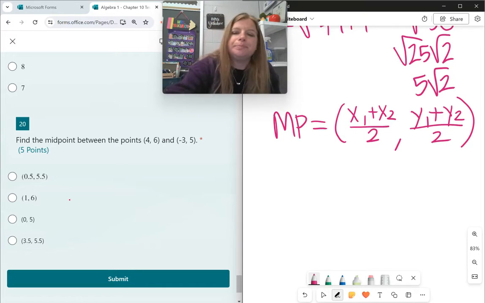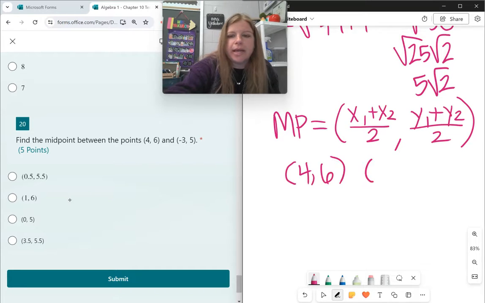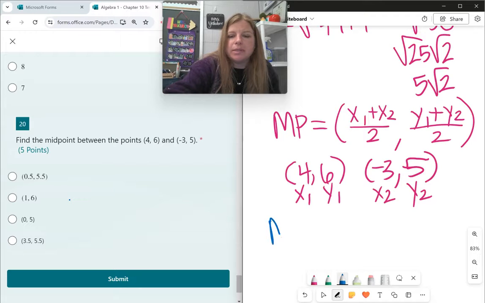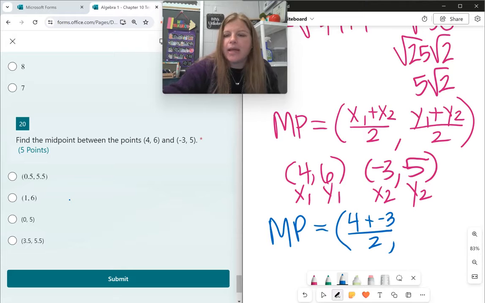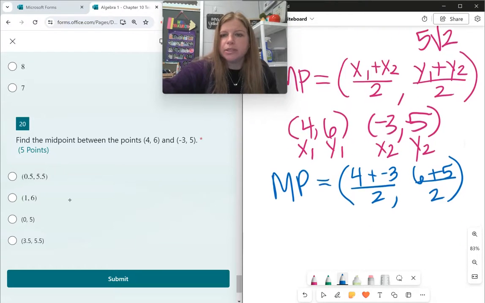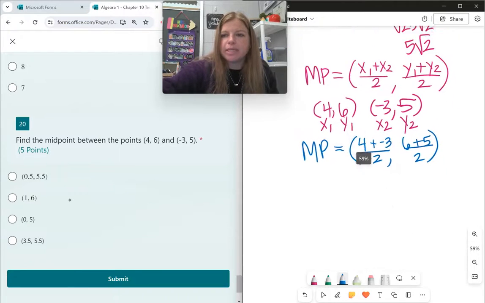And that's going to be my midpoint. So my ordered pairs were 4, 6, negative 3, 5. So x sub 1, y sub 1, x sub 2, y sub 2. So I just simply plug this in. So my midpoint would be, I add my x's, so 4 plus negative 3. I know double signs are ugly, just deal with me on this. And then y sub 1 plus y sub 2, so 6 plus 5 over 2. So now I'm just going to simplify this out.